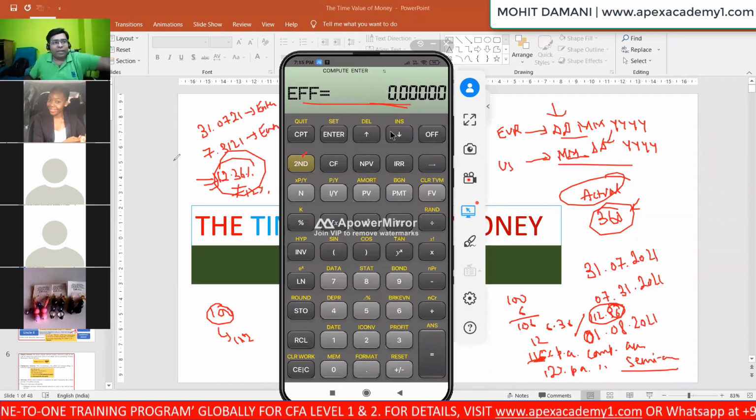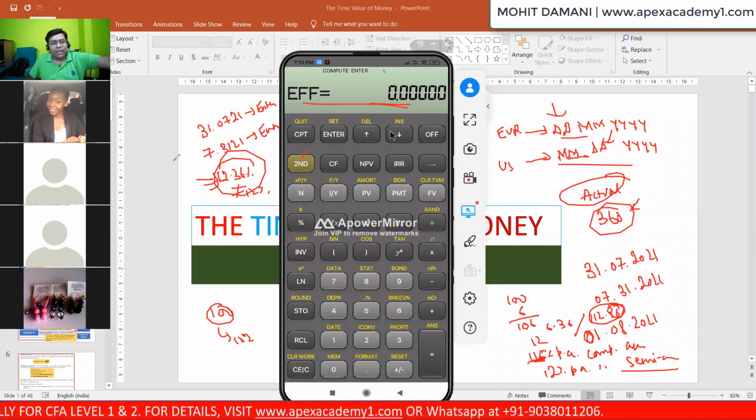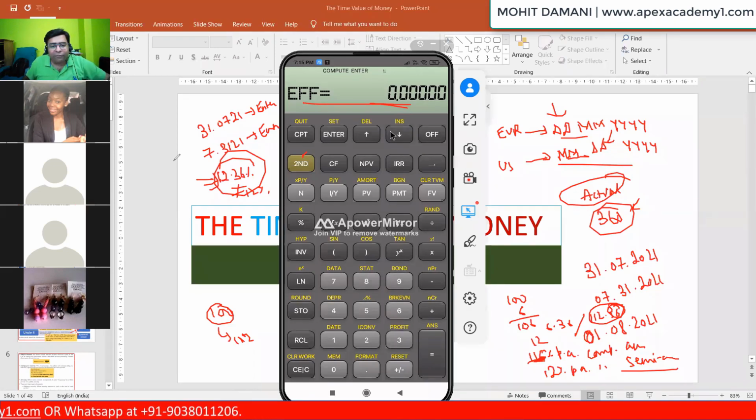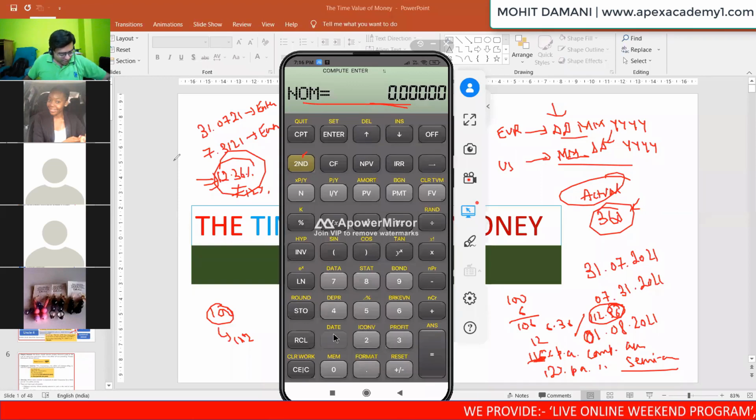What is the actual effective annual rate? This 12.36 is EFF for me, the effective annual rate. And C by Y is how many times in a year compounding is happening. Okay, so let me put in first. Let's assume NOM is 12. That is my nominal rate is 12.